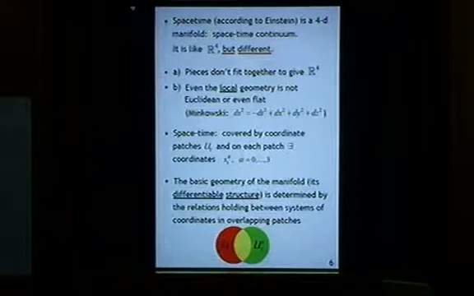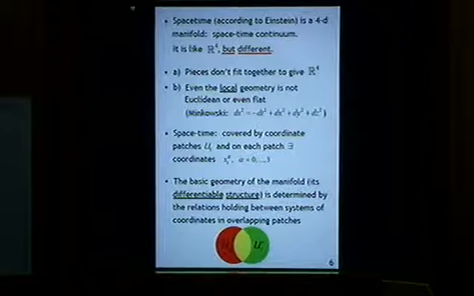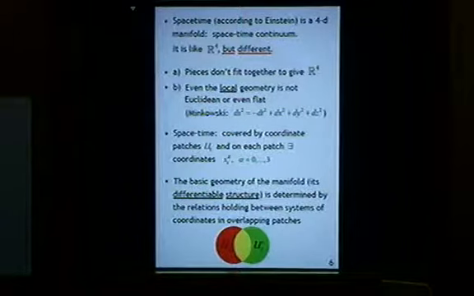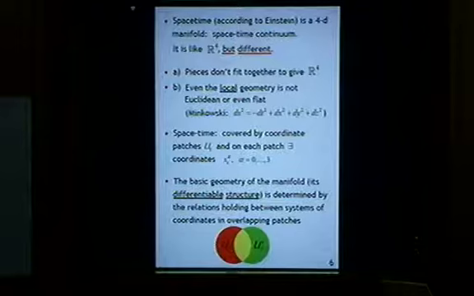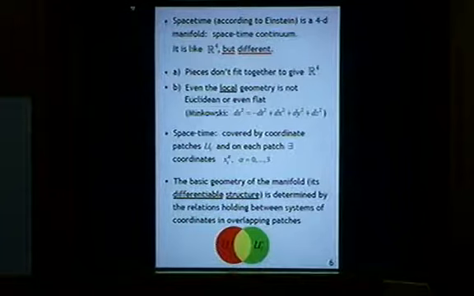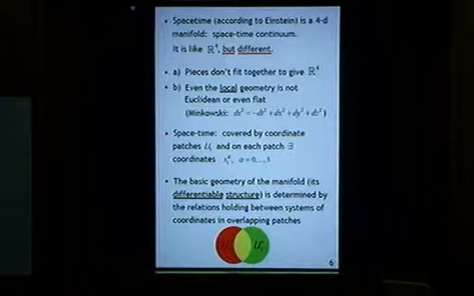Now, the manifold is covered by patches. The basic geometry of the manifold, which mathematicians call its differentiable structure, is determined by the relations holding between systems of coordinates in overlapping patches. So there's U_i, the red thing, and there's U_i prime, the green thing, and the overlap. What are the relations between the coordinates in U_i prime and U_i? That's the differentiable structure of the manifold.